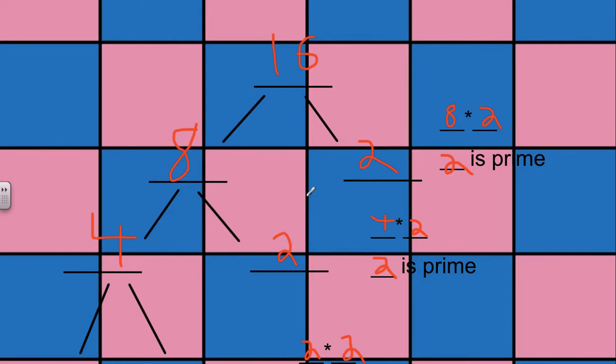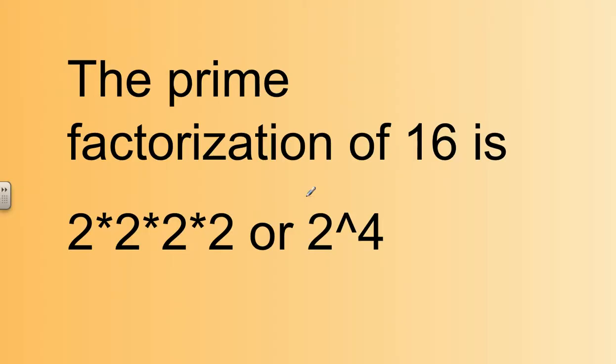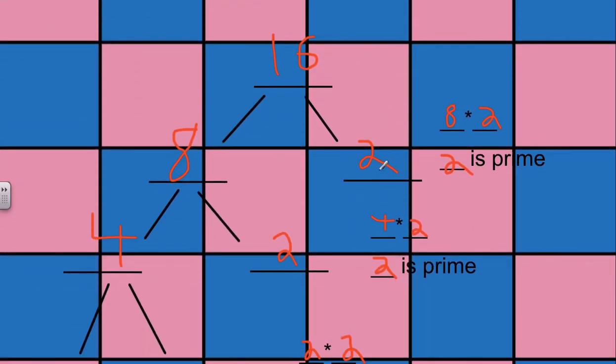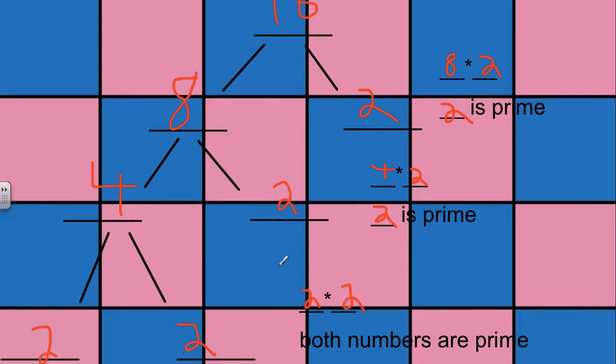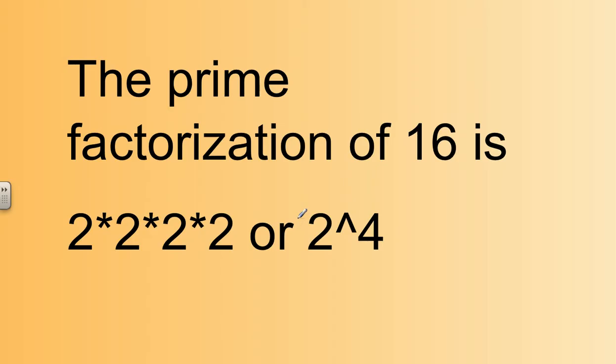So now we know that the prime factorization of 16 is 2 times 2 times 2 times 2, or 2 to the 4th power, because the ending factors are 2, 2, 2, and 2. And if we were to do 2 times 2 times 2 times 2, 2 times 2 is 4, times 2 is 8, times 2 is 16.